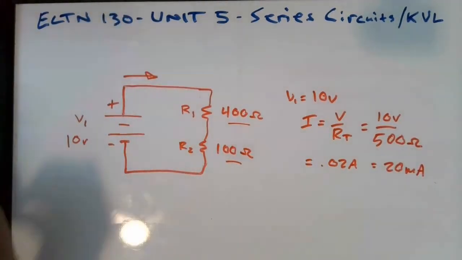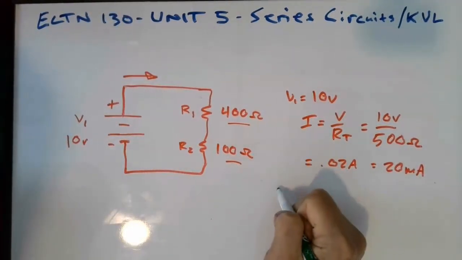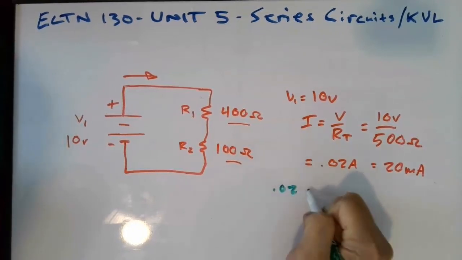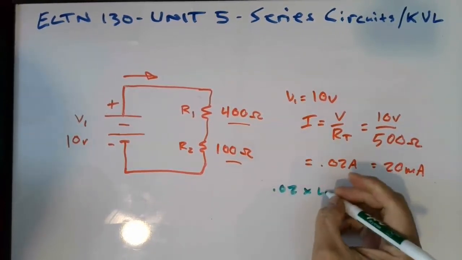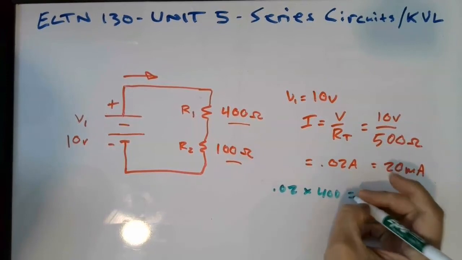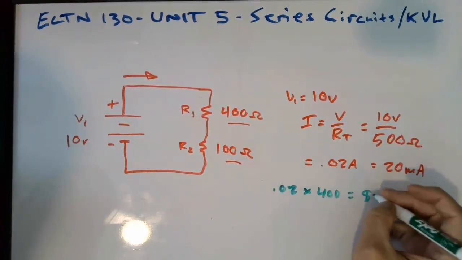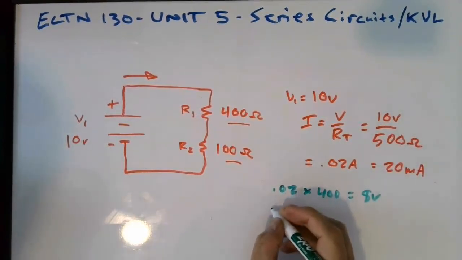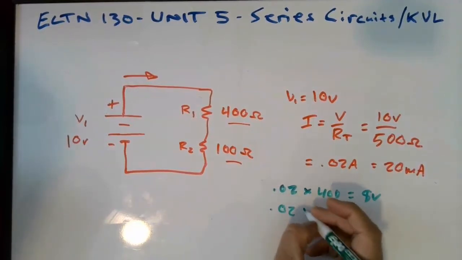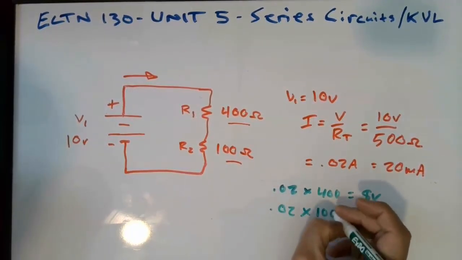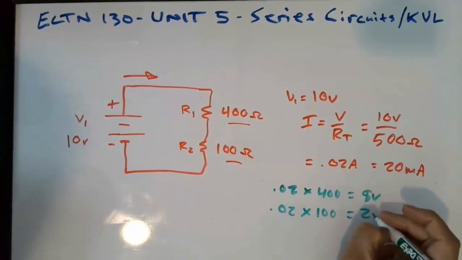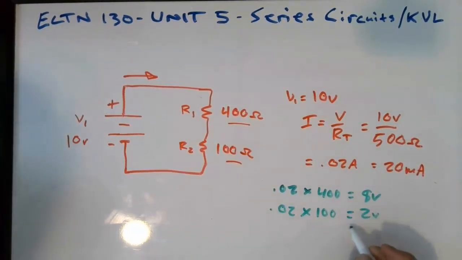And I'll do that in a different color again. If we take our 20 milliamps, 0.02, times the top resistor, 400 ohms, we end up with 8 volts. And the bottom one, if we take 0.02 times 100 ohms, we end up with 2 volts. And as expected, if we add these two together, we end up with 10 volts.